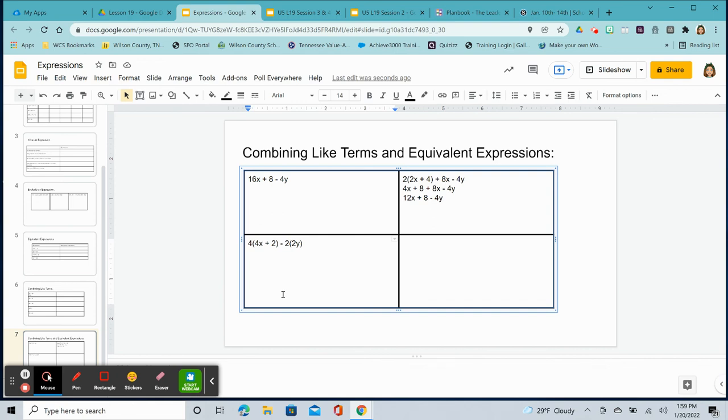So we have distributive property in this next one. 4 times 4x is 16x, plus 4 times 2 is 8, minus 2 times 2 is 4y. So we have 16x plus 8 minus 4y. And we can see that, yes, that is equivalent because x has 16, there's a constant of a positive 8 there, and then they both have a minus 4y. So those two expressions are equivalent.